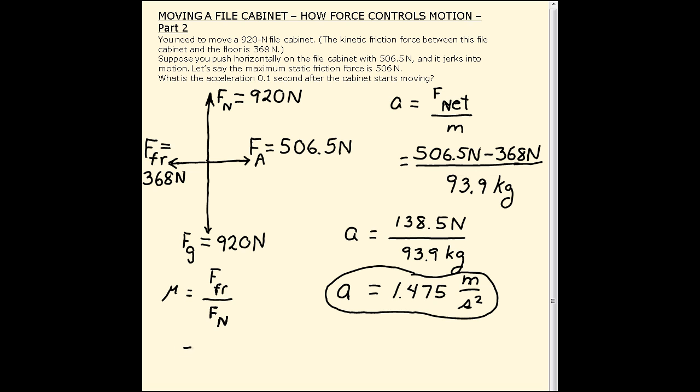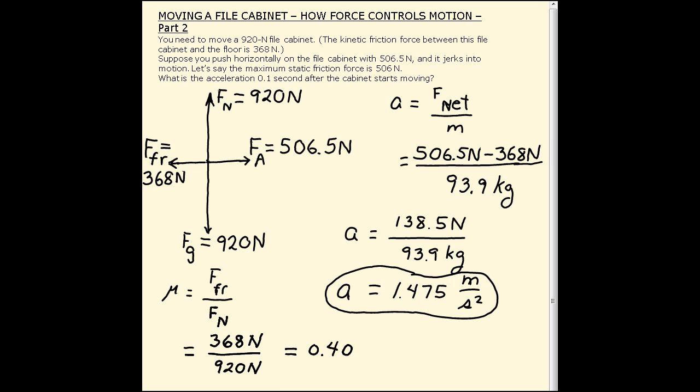So, for example, in the case where the file cabinet is in motion, which is the example we've done just now, you have your friction force of 368 newtons. Your normal force is still 920 newtons. So that ratio will give you your coefficient of kinetic friction, kinetic because it's in motion. This works out to a 0.4 as the coefficient of friction.